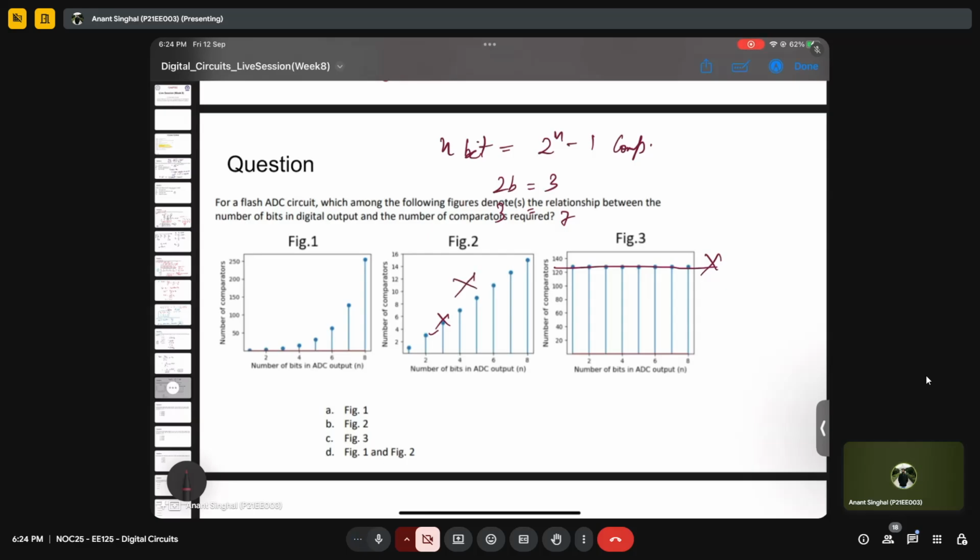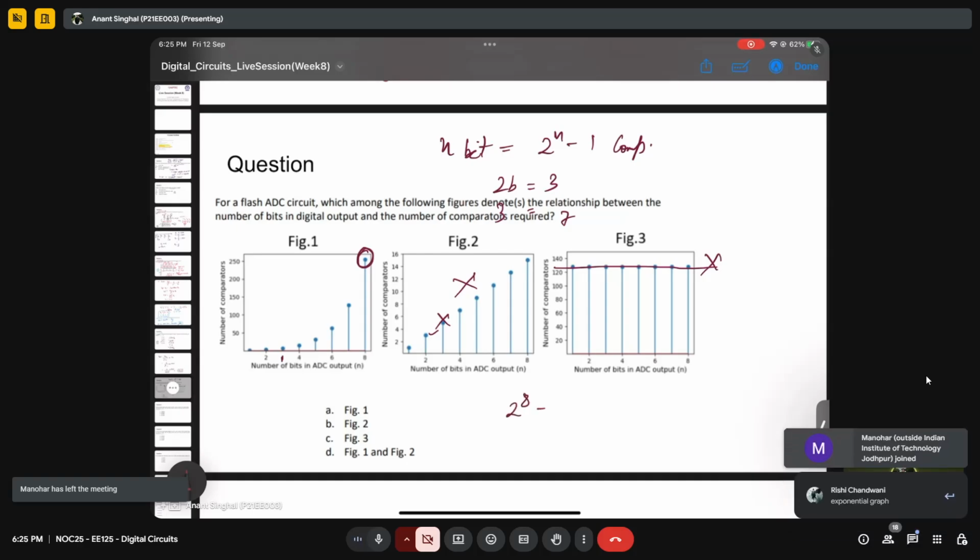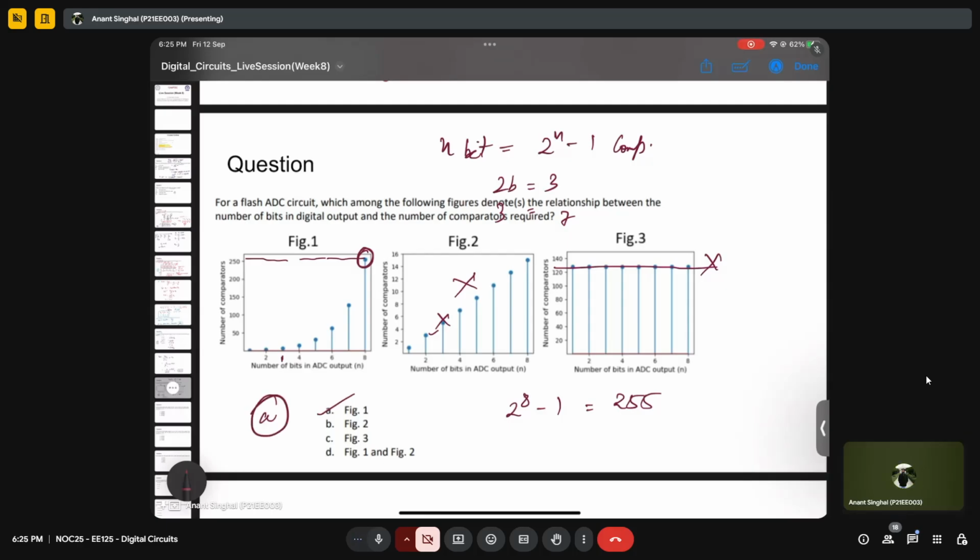So the only option left is option 1. It's on a very small axis, so maybe just to confirm, we can check for 8 bits. For 8, we require 2 raised to the power 8 minus 1, which is 255, and it is approximately that only. So option A is the correct answer. That is, figure 1 is the correct answer.